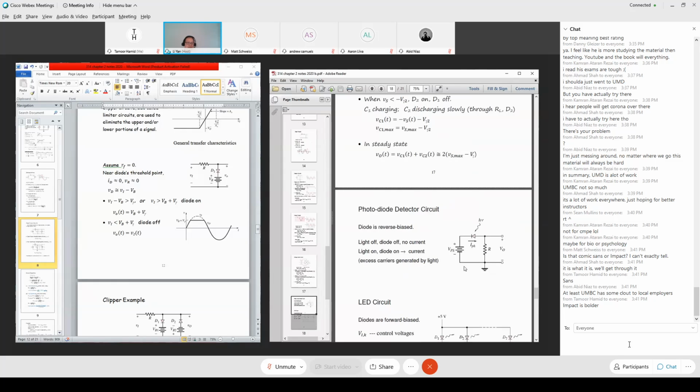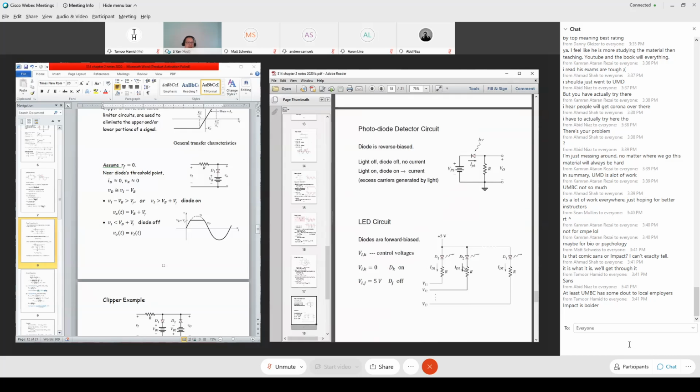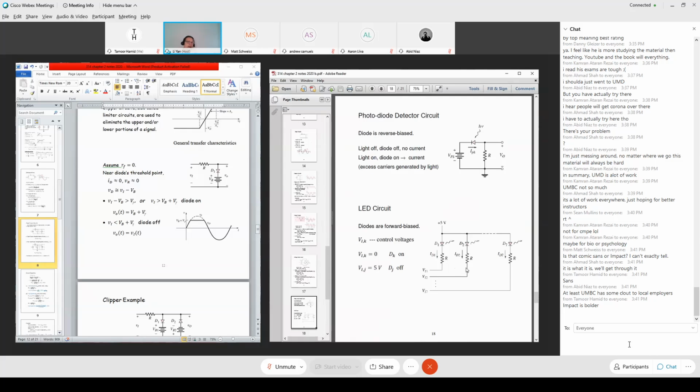Okay, so let's go to a few other diode circuits. One is a photodiode detector circuit. How do you construct the circuit? A photodiode means that once you shine light on it, the diode property changes. In this circuit, the diode should be reverse biased. In the dark condition, with no light shining in, the diode is under reverse bias and there's no current, or the dark current is negligible.